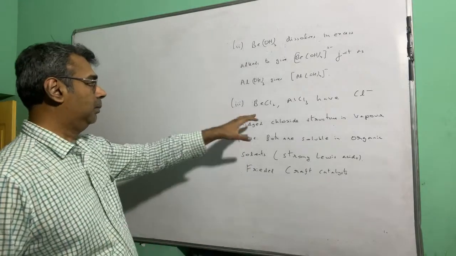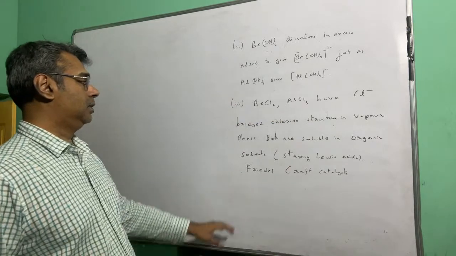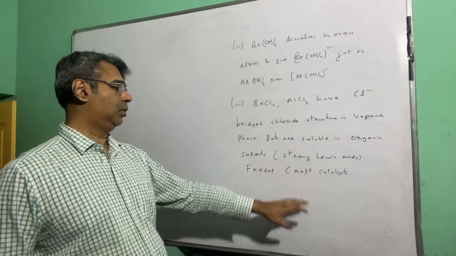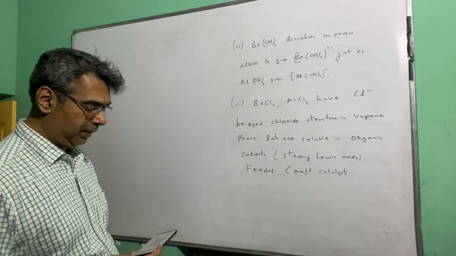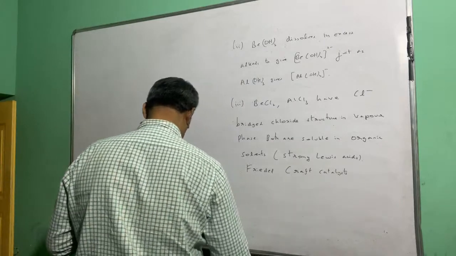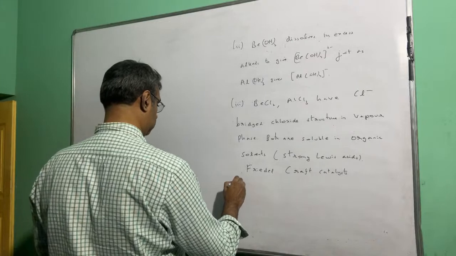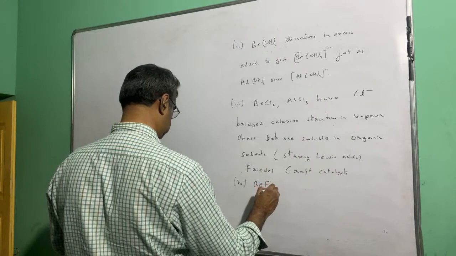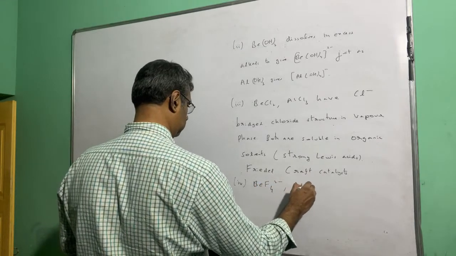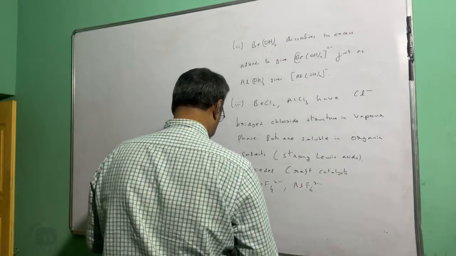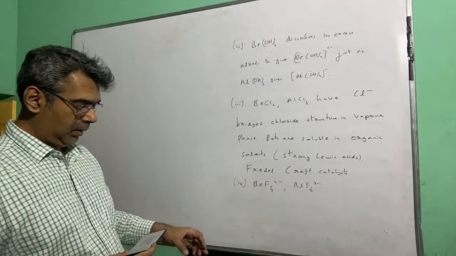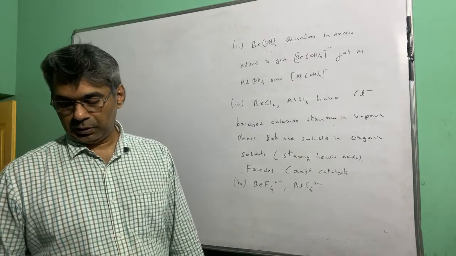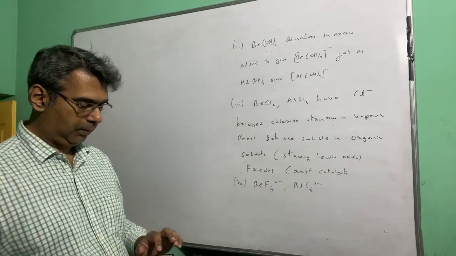Okay, so BeCl2 and AlCl3 have a chloride-bridged structure in the vapor phase. Both are soluble in organic solvents, they both are strong Lewis acids, and they are both Friedel-Crafts catalysts. Both beryllium and aluminium can form complexes, BeF4 2- and AlF6 3-.